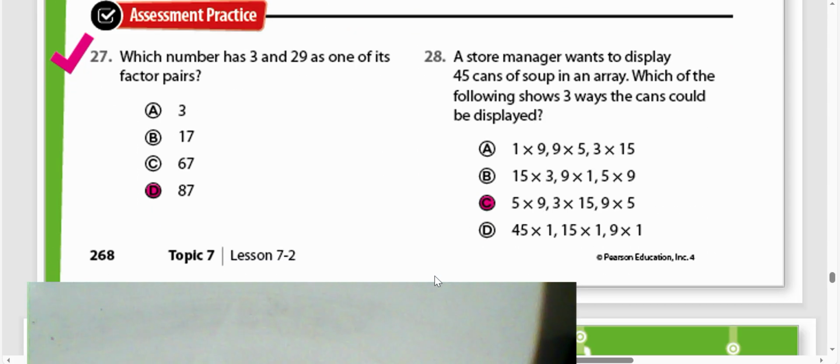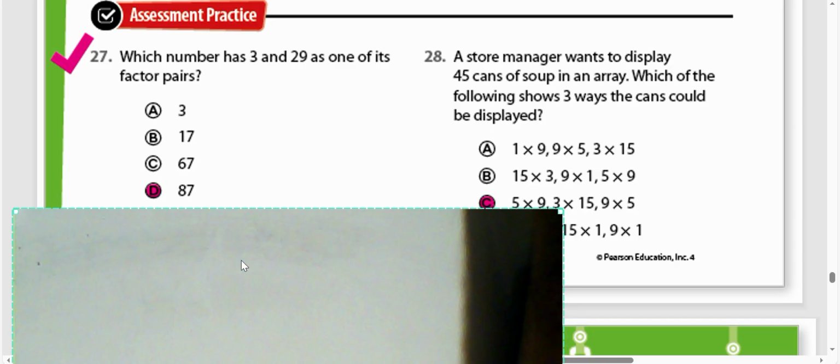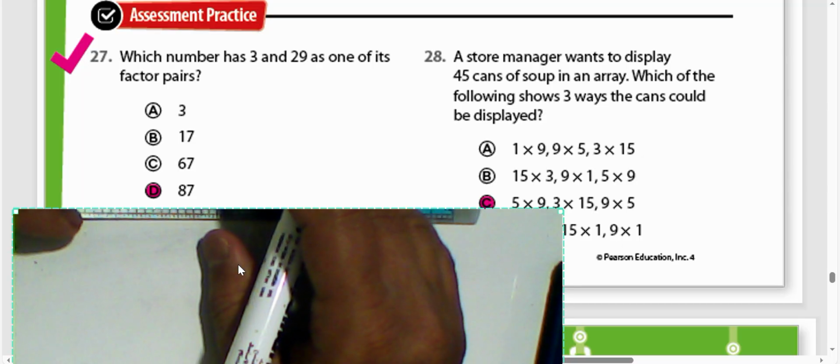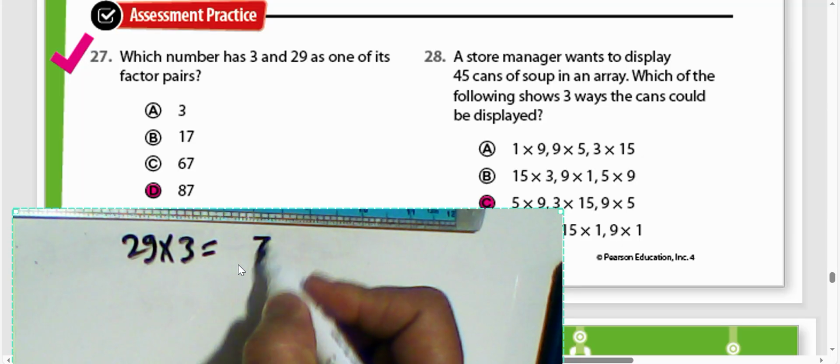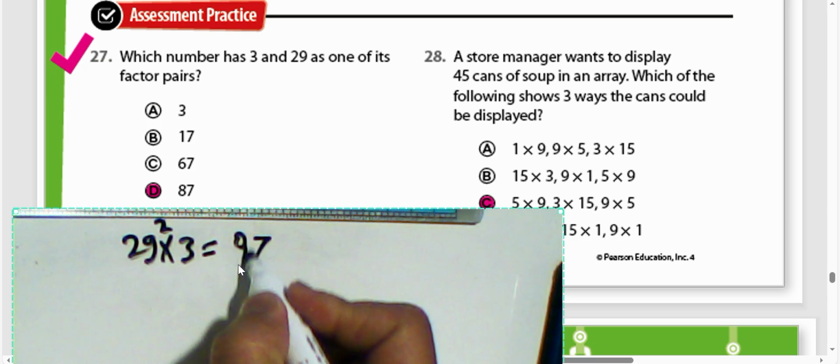Practice. Which number, 3 or 29, is a factor of 87? We can multiply the two numbers, 29 by 3. 3 times 9 is 27, write 7 and carry 2. 2 times 3 is 6, plus 2 equals 8.